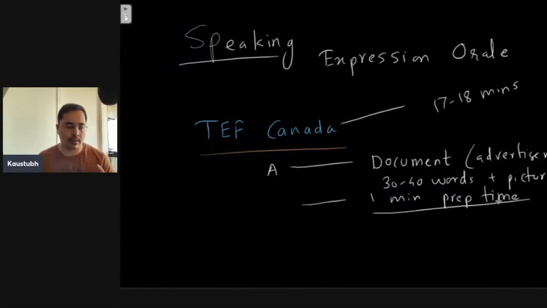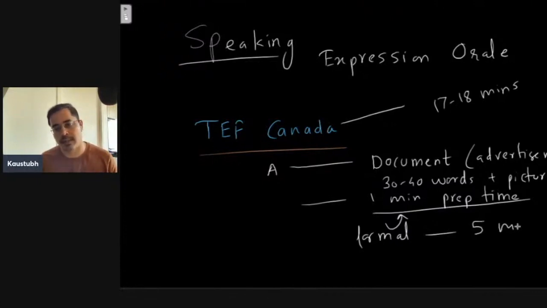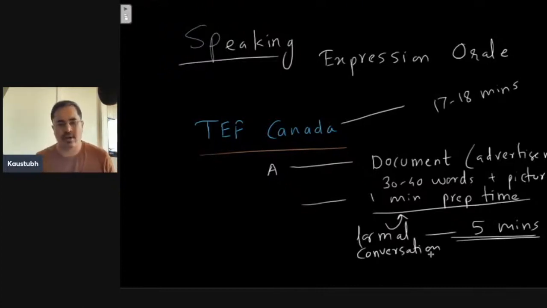You have seen this advertisement and you're supposed to call the person who posted it and ask them some questions to get more information about it. This is a formal conversation, and the examiner plays the role of the person who gave the ad. It's supposed to last 5 minutes, and you're supposed to ask around 10 questions about the ad. It's not hard and fast, but around 10 questions in 5 minutes.